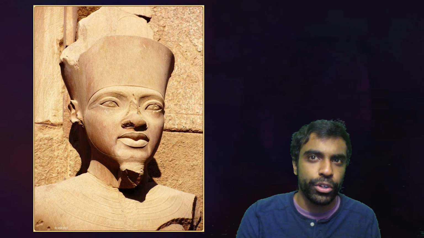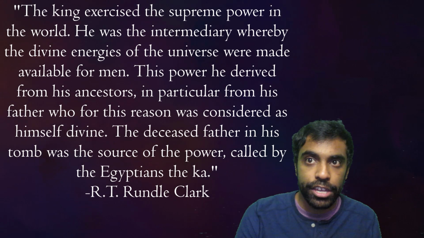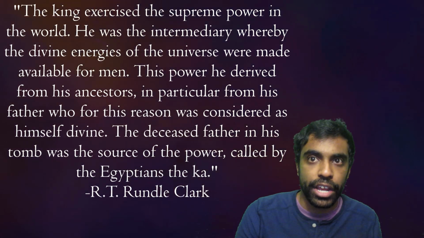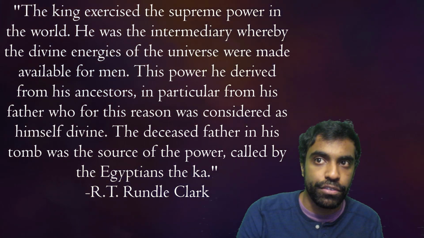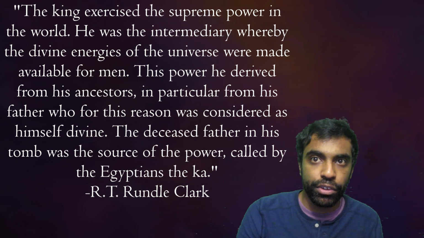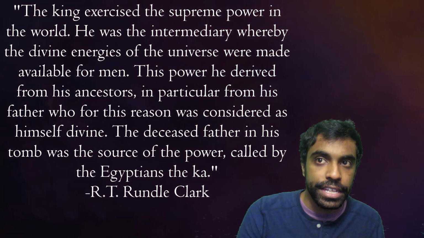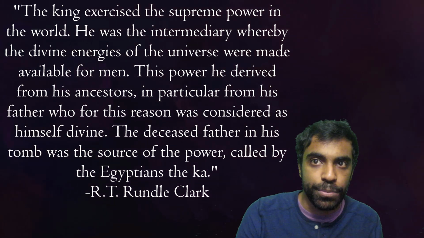A scholar who Lanny Bell quotes in that paper, R.T. Rundle Clark, I wonder why he refuses to use his first name, wrote this: "The king exercised supreme power in the world. He was the intermediary, whereby the divine energies of the universe were made available for men. This power he derived from his ancestors, in particular from his father, who for this reason was considered as himself divine. The deceased father in his tomb was the source of the power, called by the Egyptians the Ka."